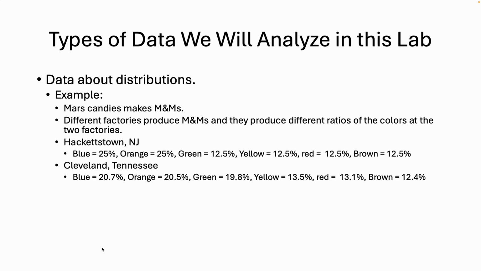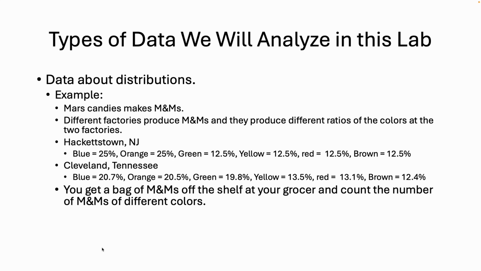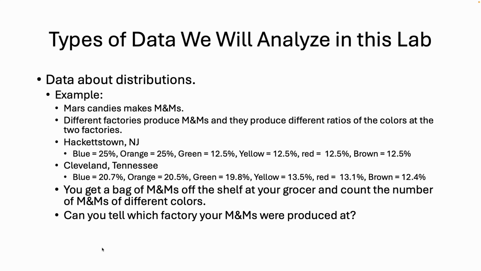And let's say that you go to the store and you buy a bag of M&Ms off the shelf at your grocer and count the number of M&Ms of different colors. You should be able to use a chi-square test to test the ratio of colors in your bag versus the expected ratios from Hackettstown and Cleveland, Tennessee, and determine which factory your M&Ms were produced at.